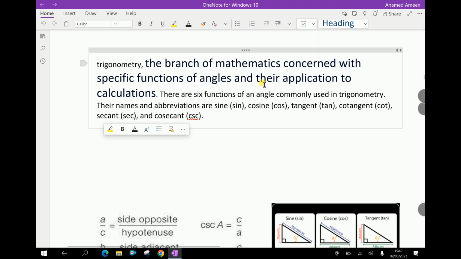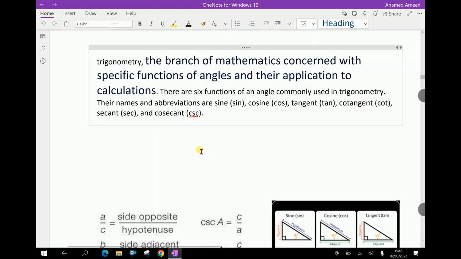Trigonometry, the branch of mathematics concerned with specific functions of angles and their application to calculation. There are 6 functions of an angle commonly used in trigonometry. Their names and abbreviations are sine, cosine, tangent, cotangent, secant and cosecant.